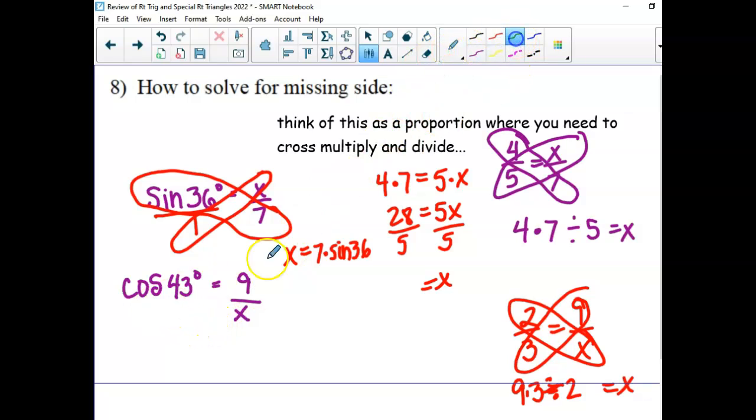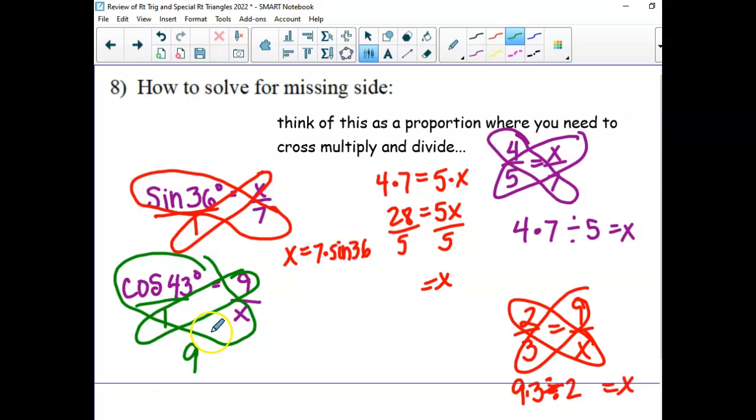What changes, though, when we have one like this? When I put this over 1, what do I actually have to type? This time the 9 and the 1 are across from each other, so I get 9. And I get the cosine of 43 times x, which means I'm going to need to divide by the cosine of 43. So I'm doing the whole cross and divide by the one across from x.